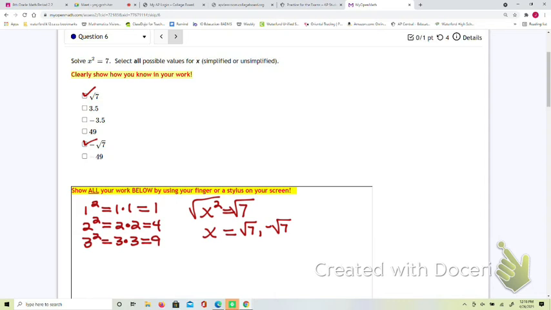Okay, now, one of my options is 3.5. Isn't that bigger than 3? So isn't 3.5 times 3.5 going to be bigger than 9? Does that make sense? Because 3.5 is bigger than 3. So it can't be that or that. Okay, and it's definitely not 49 or negative 49 because we said it didn't come out even. That's it. Submit.